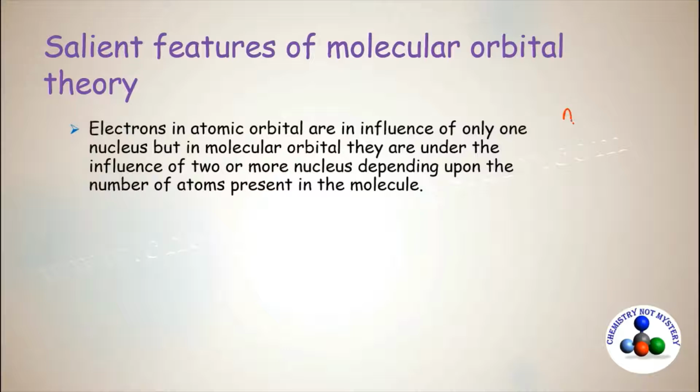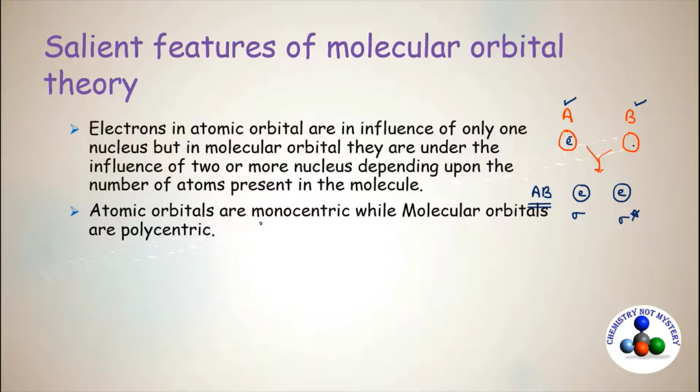For example, this is atom A and this is atom B. This is the atomic orbital of atom A and this is the atomic orbital of atom B. When they both combine together, they result in the formation of two molecular orbitals. One is bonding and another one is antibonding. And these molecular orbitals belong to molecule AB. Electrons present in this atomic orbital are under the influence of atom A. And electrons present in this atomic orbital are under the influence of atom B. But electrons present in these molecular orbitals are under the influence of A as well as B.